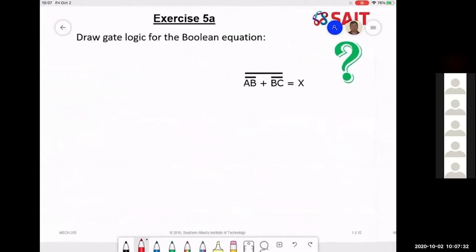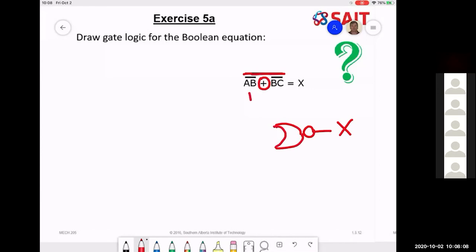Okay, draw the gate logic for the Boolean expression. This looks very similar to something we did earlier, except we're now talking about using NANDs and NORs. Previously I would have said, I'm going to start at the X and I'm going to do an inversion. Here's my output. I'm only going to put a bubble down. I'm not going to do the triangle. I'm going to put the bubble down for my inversion, and then I've got the OR attached directly to it.